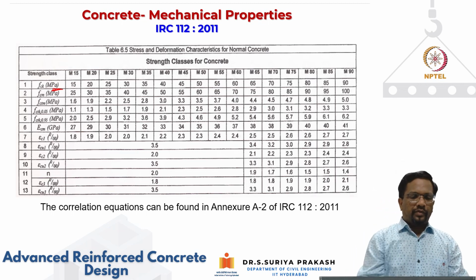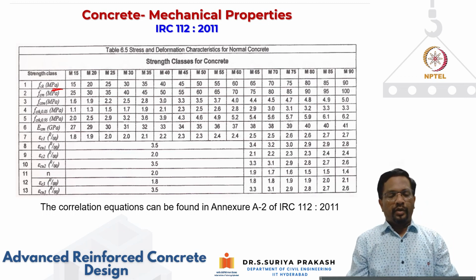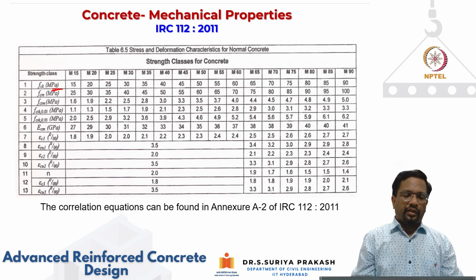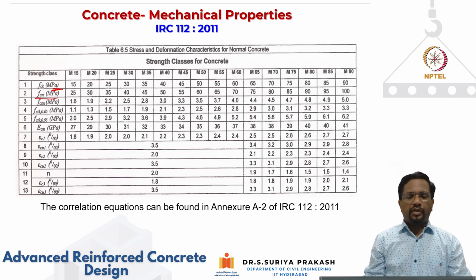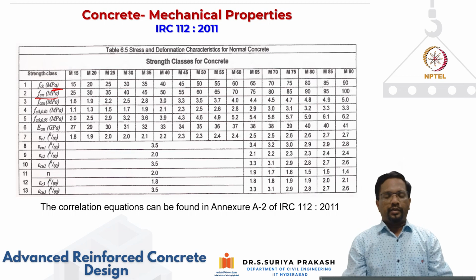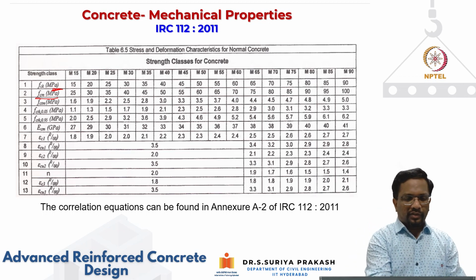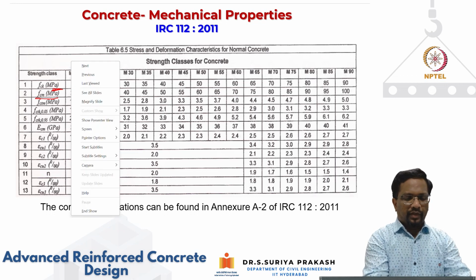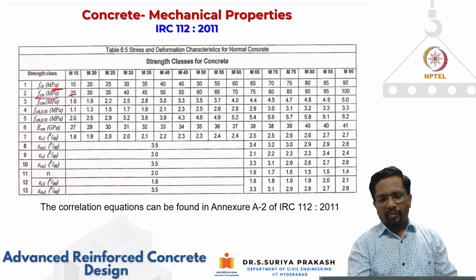So if you have characteristic strength, the code is also specifying what should be your minimum mean compressive strength, which is denoted here as FCM. FCM is your minimum or mean compressive strength. So you can see here the mean compressive strength starting from, for M15, it should be starting from 25, and for M90 it should be higher.